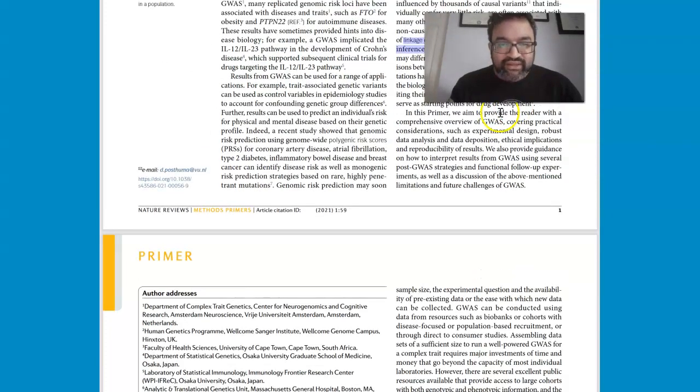Now, genomic risk prediction using genome-wide polygenic risk scores is helpful, for instance for coronary artery disease, AFib, type 2 diabetes, inflammatory bowel disease, breast cancer. In all of these, monogenic risk prediction strategies are rare. So polygenic risk scores are more helpful.